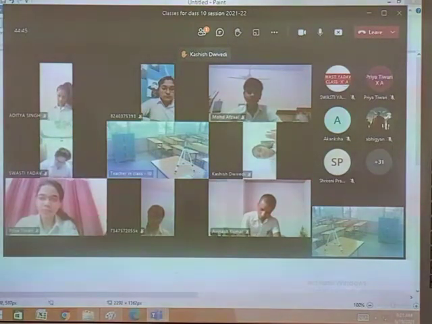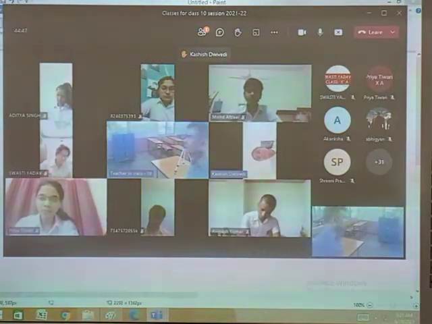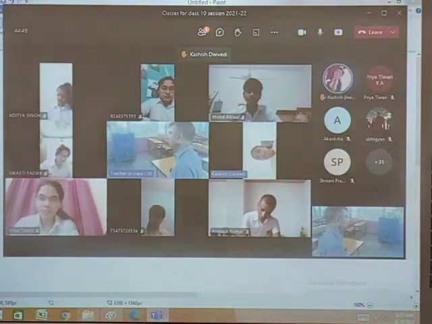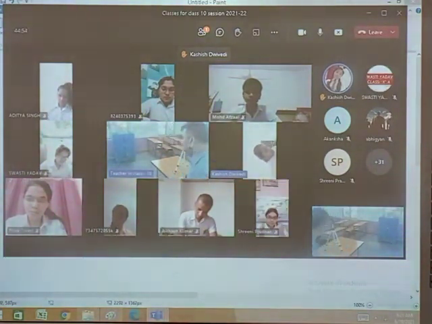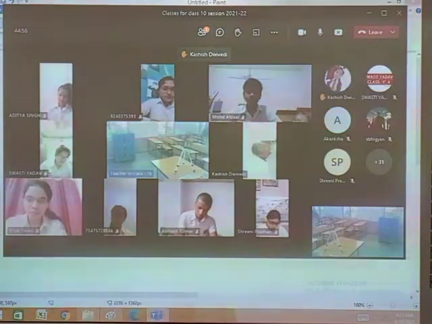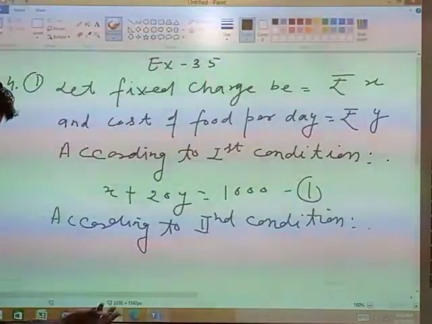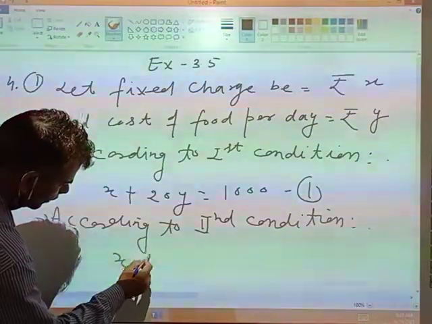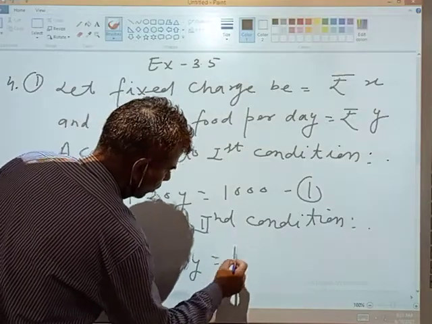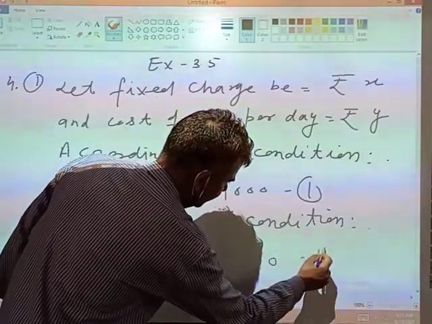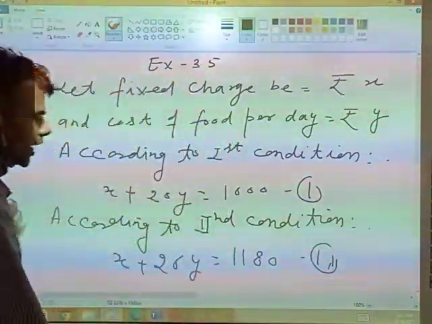Kashish. Yes sir, the equation would be x plus 26y is equal to 1100. Very good. x plus 26y is equal to 1180. That is your second equation.